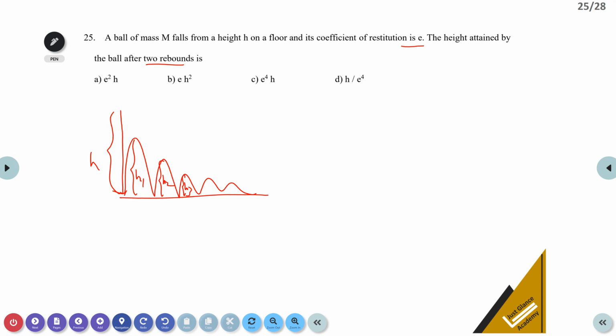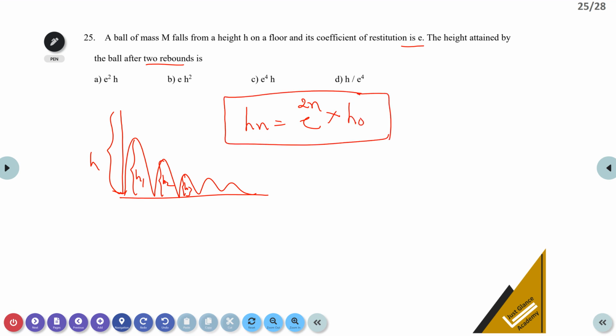One general formula is there for such kinds of problems: hn equals e to the power of 2n times the initial height. Remember, this is a shortcut method. Here n is nothing but the number of bounces.